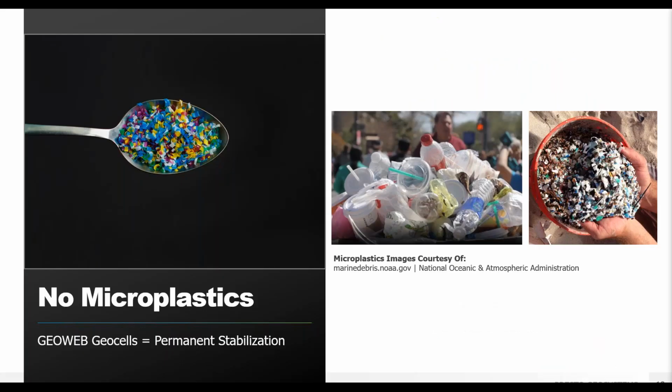And something that is on a lot of people's minds nowadays is microplastics. Because the GeoWeb panels are made with high stability inert materials, that HDPE is completely inert, it means you're going to have a permanent stabilization solution, and it's not going to degrade, leach, or release microplastics into your environment.